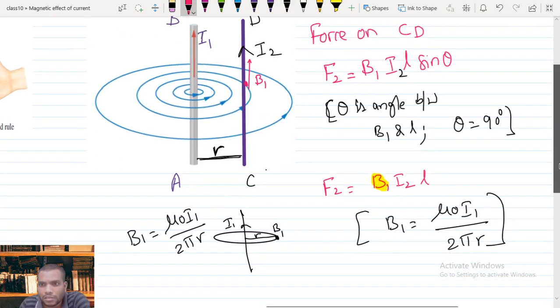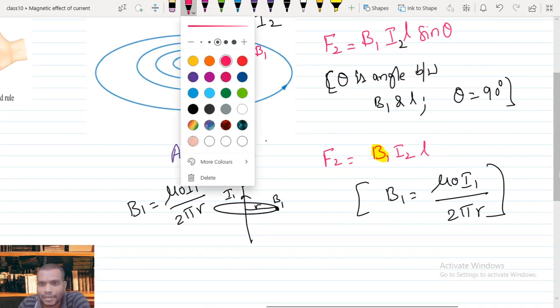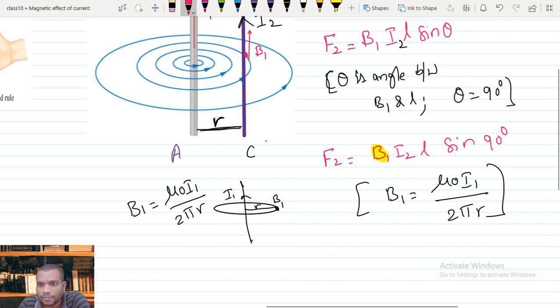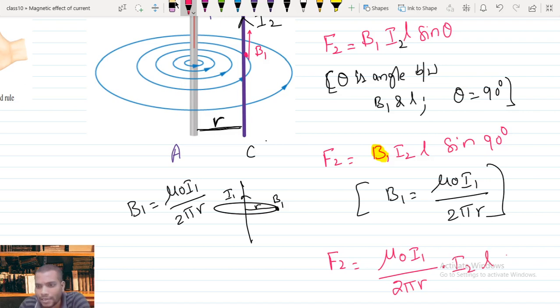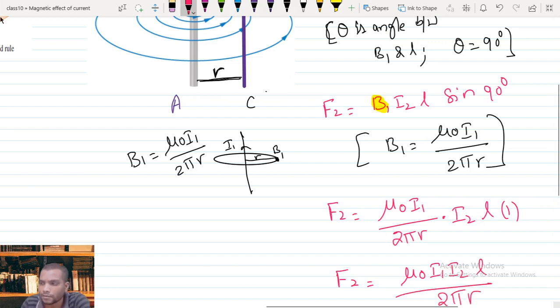Now substitute the two factors there. Since sine 90 becomes 1, the force F2 equal to mu naught I1 upon 2 pi r times I2 times L. Sine 90 value goes to 1. Now the force F2 equal to mu naught I1 I2 times L upon 2 pi r.